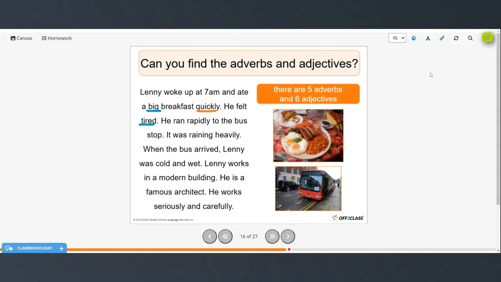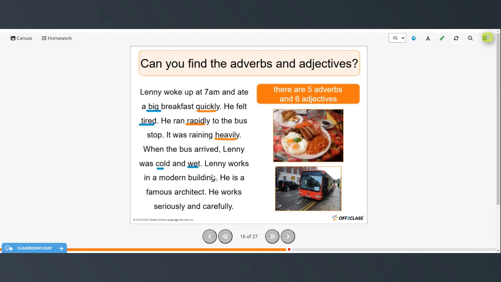He ran rapidly to the bus stop. So rapidly is an adverb. It was raining heavily. Heavily is an adverb. When the bus arrived, Lenny was cold and wet. So cold and wet are adjectives.